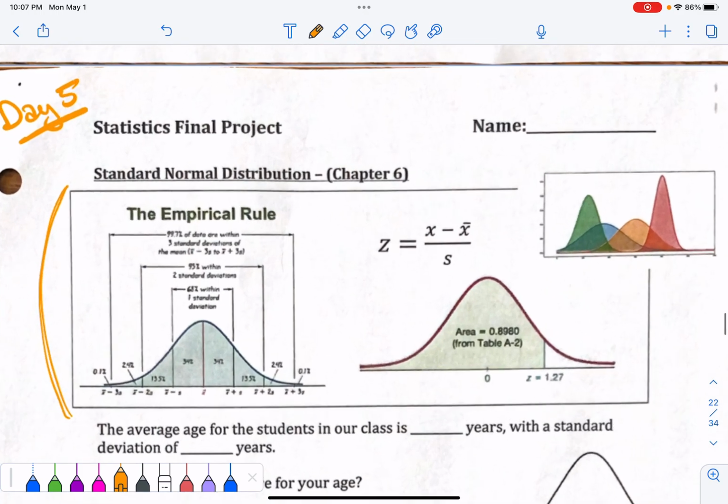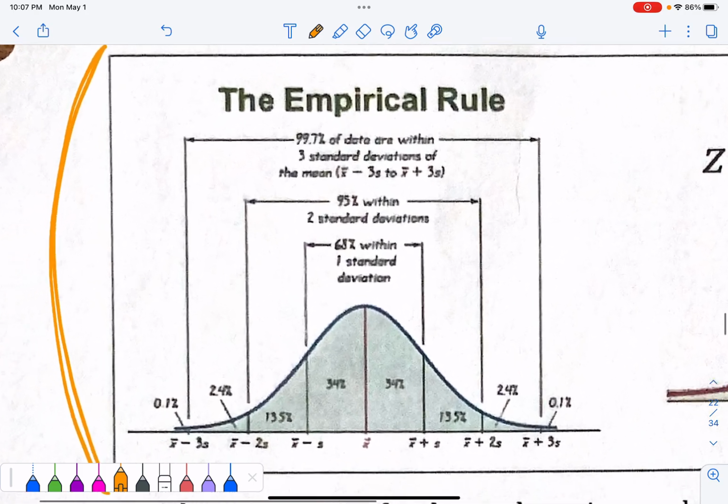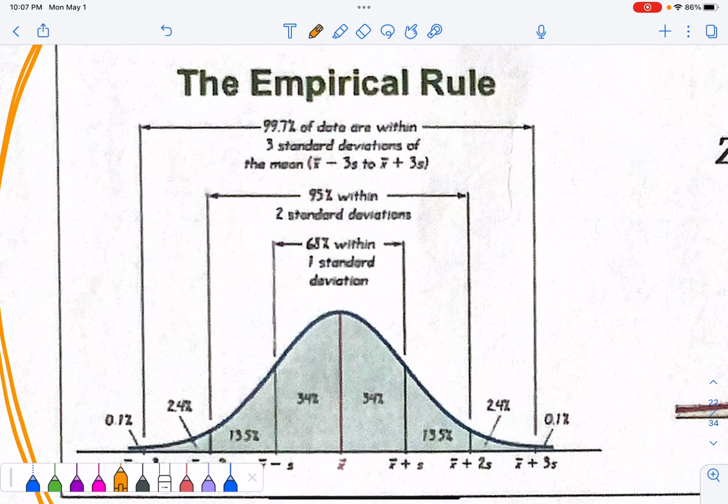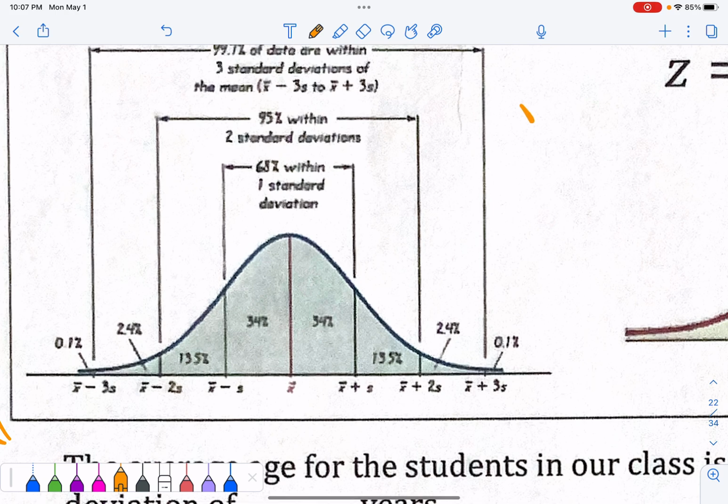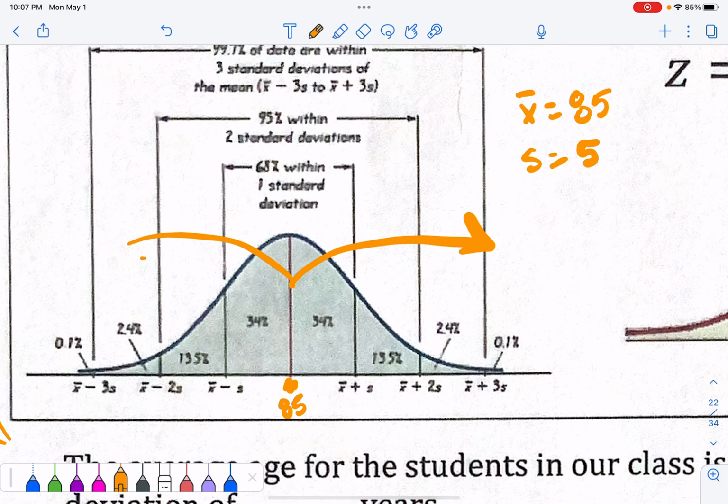Okay, so here we go. Let's talk through the empirical rule for just a second. I think we used this just a little bit ago, the other day. We did some questions with the empirical rule. So let's say the average score on a test was an 85, with a standard deviation of 5. So that means that 85 goes here in the middle. That's the average score. 50% of people are scoring above that, 50% of people are scoring below that. That's what it means to be average.